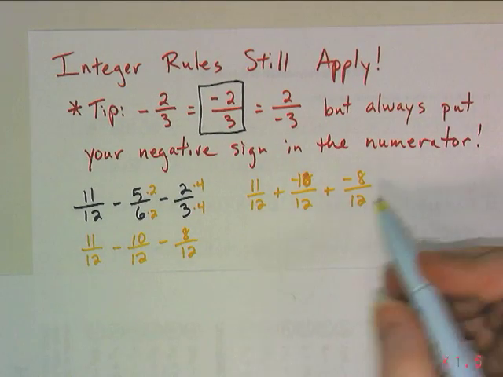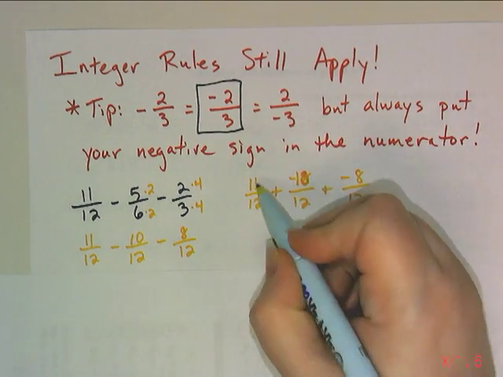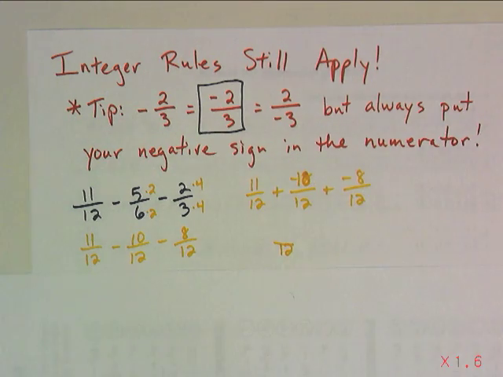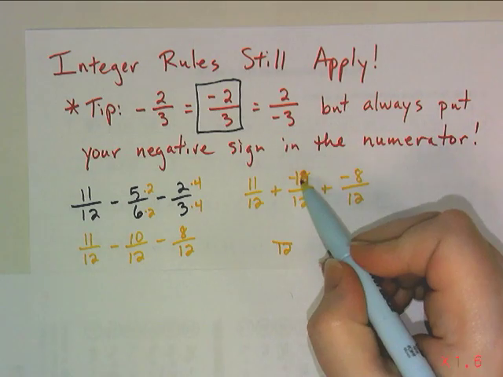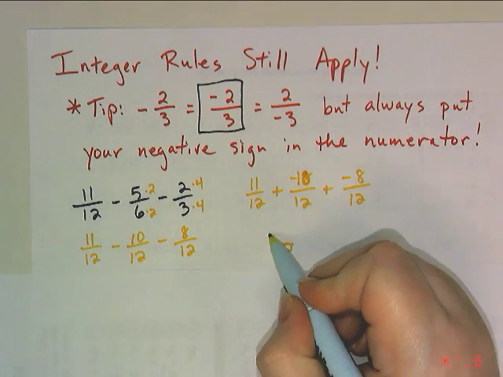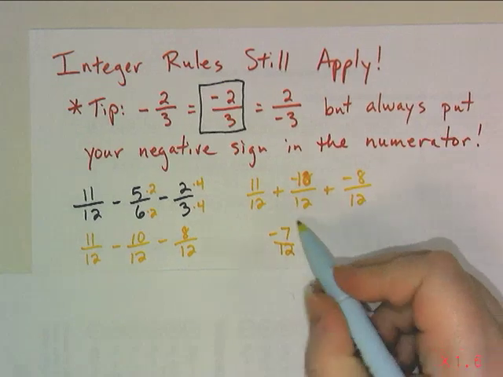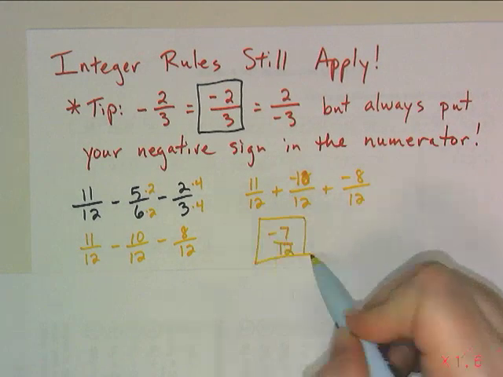So 12 is my common denominator. 11 plus negative 10 plus negative 8. Well, 11 plus negative 10 is 1. 1 plus negative 8 gives me negative 7 twelfths. I check. That can't be simplified, so there is my answer.